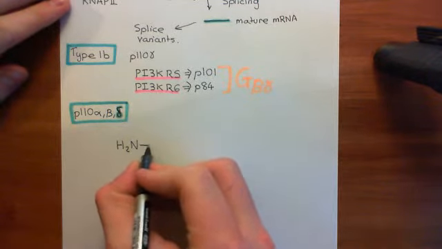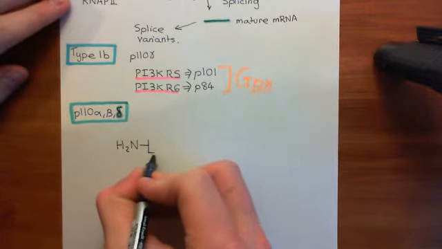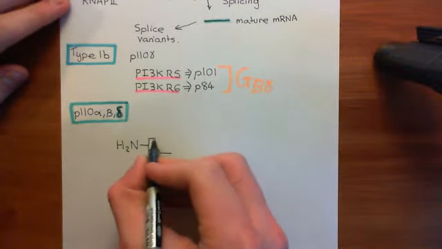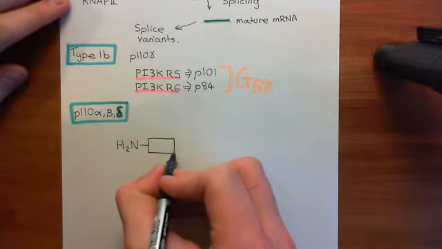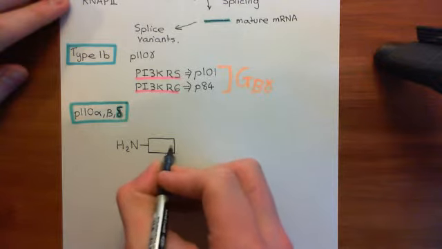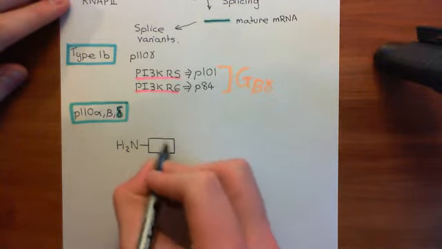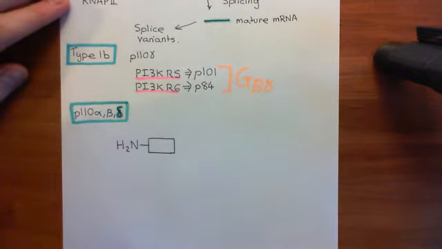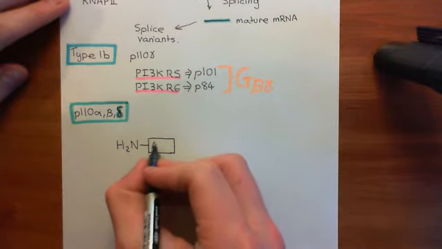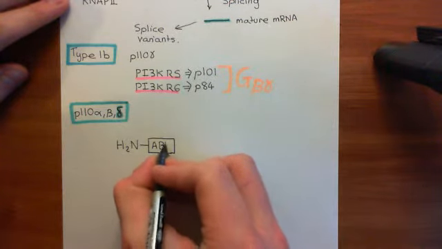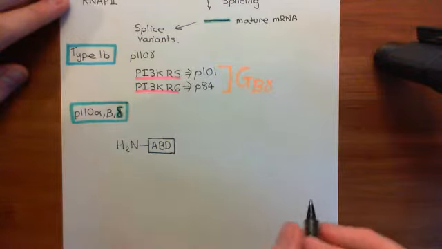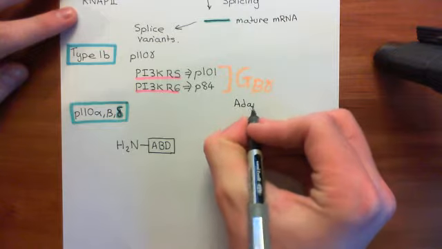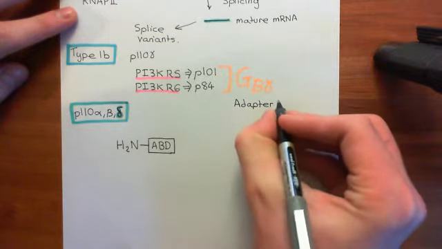Now, the first major domain in the polypeptide: this line represents a polymer of amino acids, and this box is going to represent a whole domain. It doesn't just represent a linear polypeptide, it represents the polypeptide folded into something fancy, and then it will come out of this to go on to the next domain. This important domain is known as the ABD domain. What does that stand for? The ABD domain stands for the adapter binding domain.